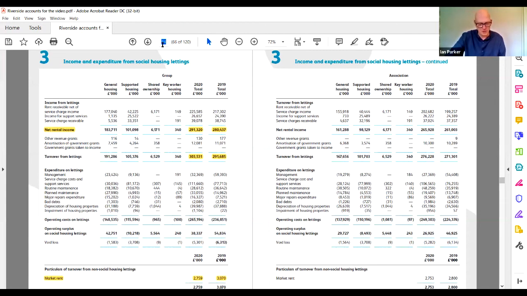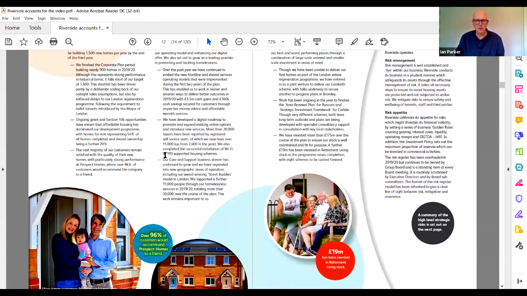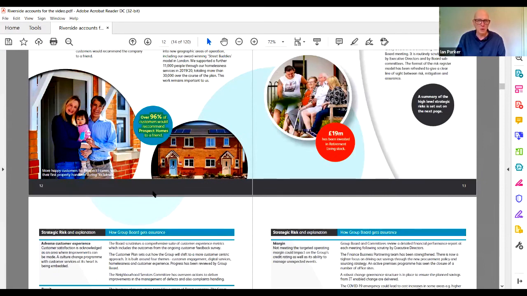Of course, with any business, whether you're wanting to join them or whether you work for them or whether you're a tenant, you want to know how it's performing and the level of satisfaction that its customers feel they're achieving. Well, on new homes, Riverside's doing very well, and the bullet point there says over 96% of customers would recommend the business to a friend. So that's ideal.